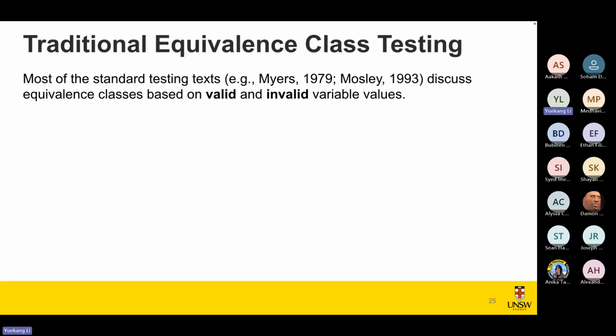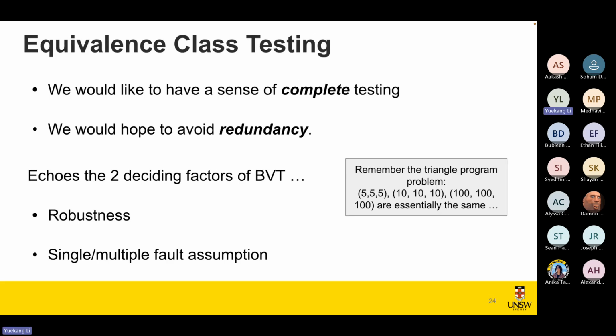Okay, so let's continue. So just now we stopped at this point. We observed that we can see some of the test cases, although they are not exactly the same, they can be grouped together because they are triggering the same program behaviors. Like, for example, in this case, all these three test cases are triggering the program to output equilateral, right? So this means that they are triggering the same program behaviors. So we can just use one of them to do the testing.